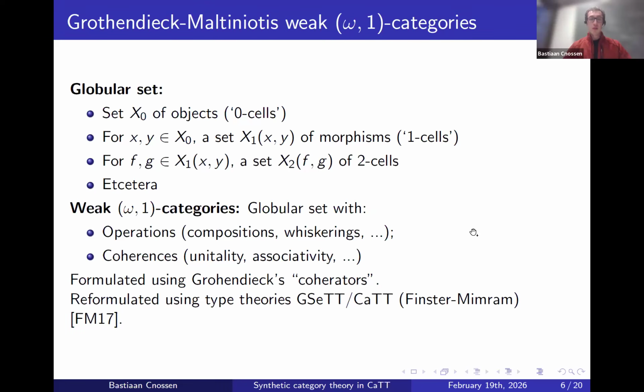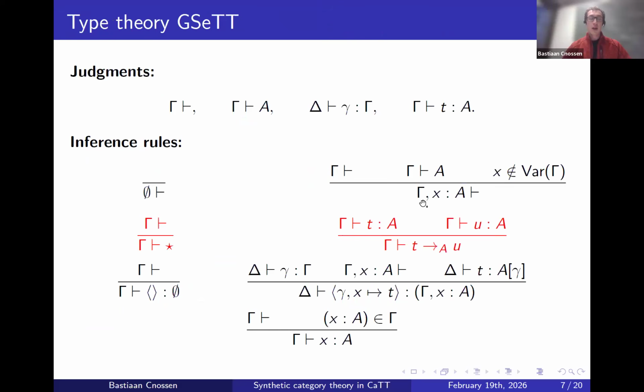Okay, so maybe this is a good point to jump into the actual type theory. So what do these two type theories look like? Let's start with this type theory for globular sets. A lot of stuff looks like we're used to. We have contexts, we have types in contexts, we have substitutions, and we have terms.